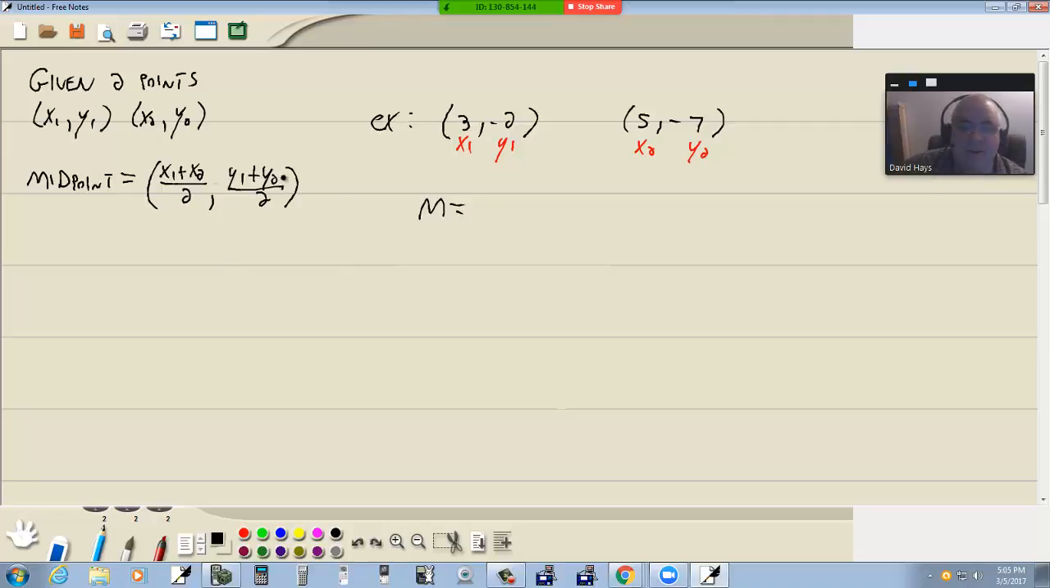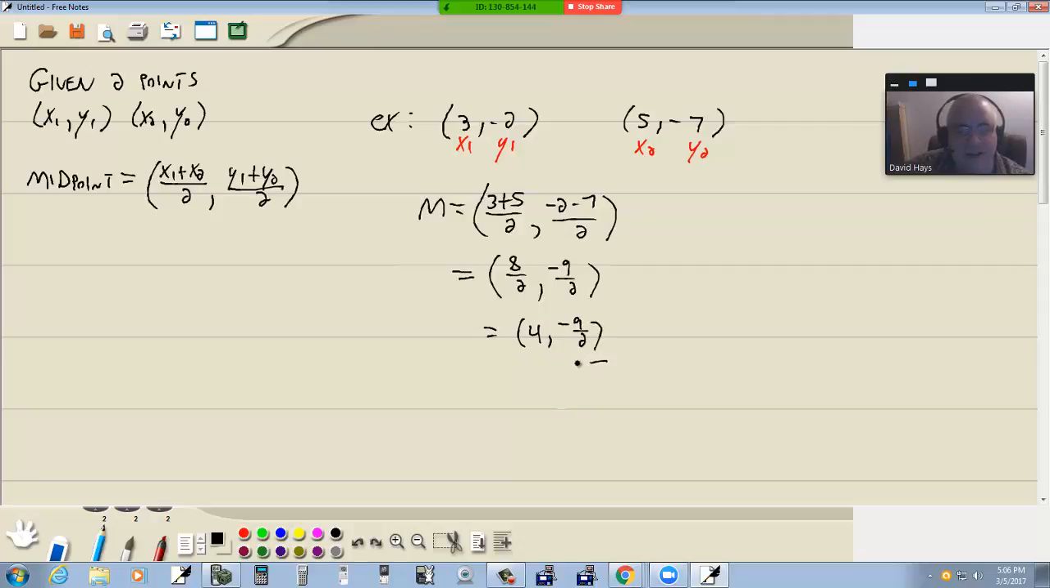Midpoint, you're going to add together your x parts. So I got 3 and 5. Then you divide by 2, and you add together your y parts, -2 and -7. Then I'll divide by 2. 3 plus 5 is 8, so I got 8 over 2. -2, -7 is -9 over 2. And 8 over 2 is 4, and that gives us 4, -9/2. And that would be our midpoint. That would be the point exactly in the middle of those 2 points.